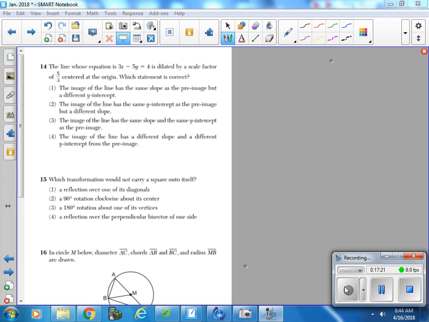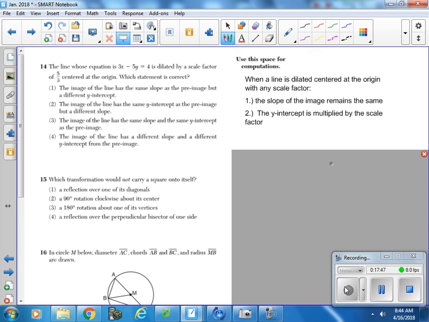All right, so looking at problem number 14, it says the line whose equation is 3x minus 5y equals 4 is dilated by a scale factor of 5/3 centered at the origin. Which statement is correct? So this is the second dilation problem we've had in the last 4 problems. So definitely something you want to make sure you know how to do if you're planning on doing well on this test is dilations. All right? Let's look at some notes.